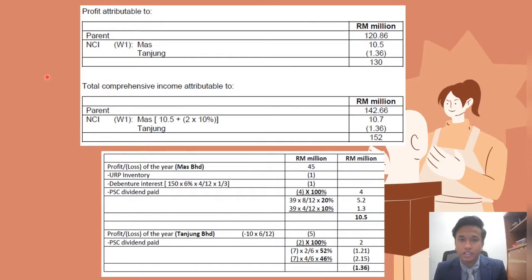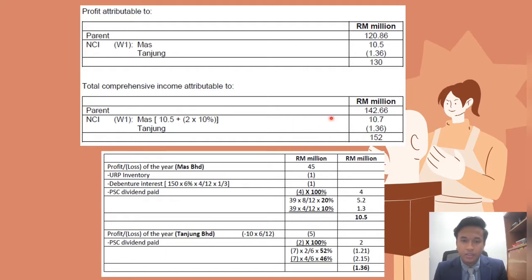I will present the profit attributable to parent and NCI and total comprehensive income attributable to parent and NCI. For NCI, I will show you in working one below. For parents, we just need to take the net profit of 130 minus the NCI and we will get 120.86 million for parents. The same goes for the total comprehensive income, 152 minus NCI, and we will get 142.66 million.